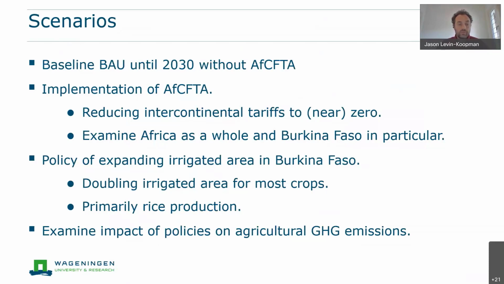So the primary beneficiary of this is actually rice production. So the big changes will come from an increase in rice production in this scenario in Burkina Faso. And then finally, we don't run a scenario, but we examine the impact of these policies on agricultural greenhouse gas emissions.